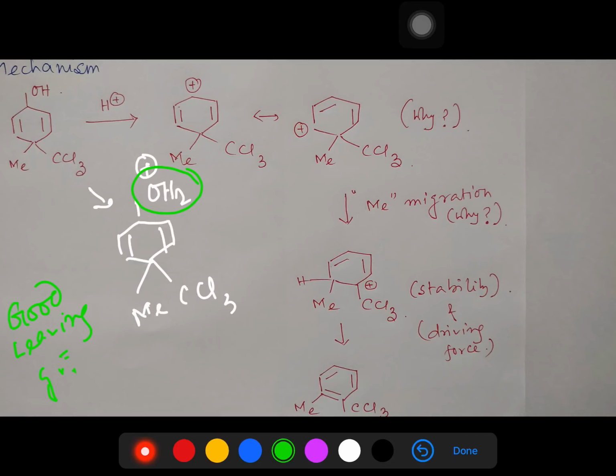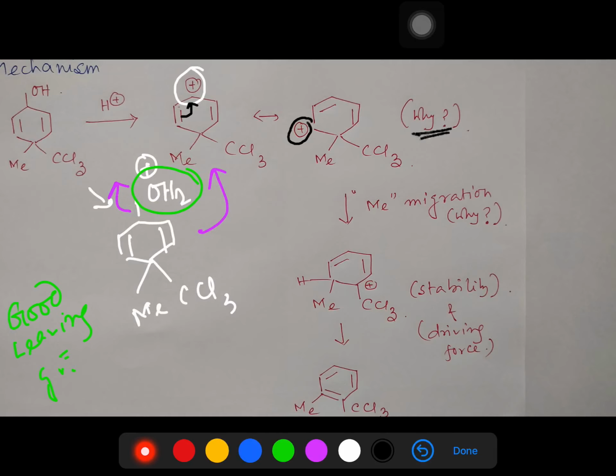Now, this protonated species is very prone to dehydration, because the carbocation produced after dehydration is highly resonance stabilized. Now what is happening in this case? First of all, the carbocation will be produced at this position, then it can undergo resonance, meaning this double bond can come here and the carbocation can come here. In this way another canonical form is also possible, but we are not discussing it. Why this resonance? Because the positive charge is delocalized and stabilized.